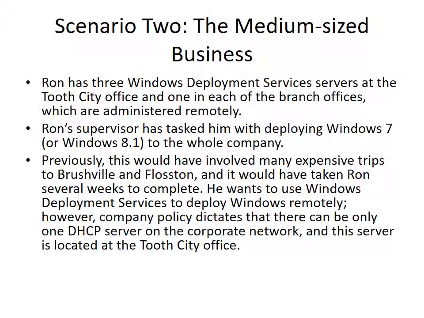In this instance, Ron has 3 Windows Deployment Services servers at the Tooth City office, and one in each of the branch offices, which are administered remotely. Ron's supervisor has tasked him with deploying Windows 7, Windows 8.1, or Windows 10 to the whole company. Previously, this would have involved many expensive trips to Brushville and Floston, and would have taken Ron several weeks to complete. He wants to use Windows Deployment Services to deploy Windows remotely. However, company policy dictates that there can only be one DHCP server on the corporate network, and this server is located in the Tooth City office.